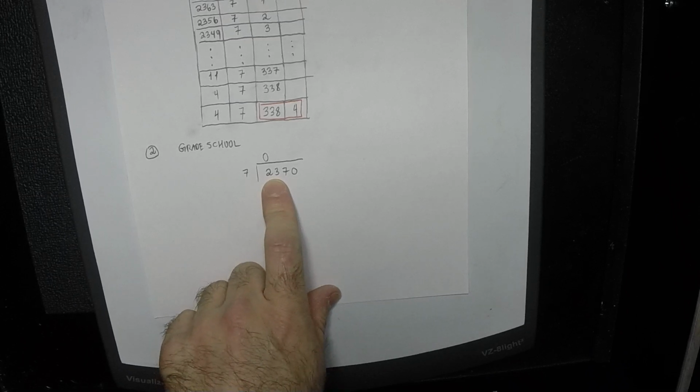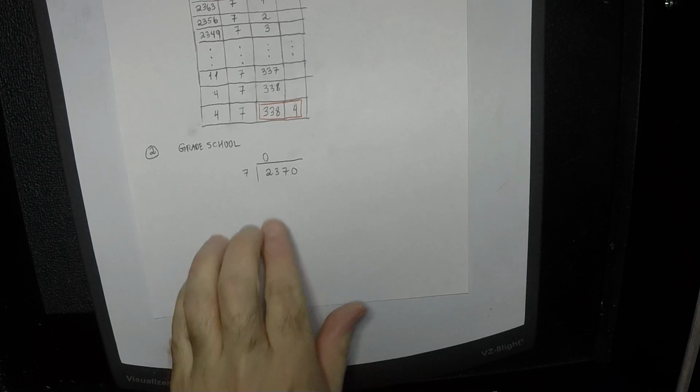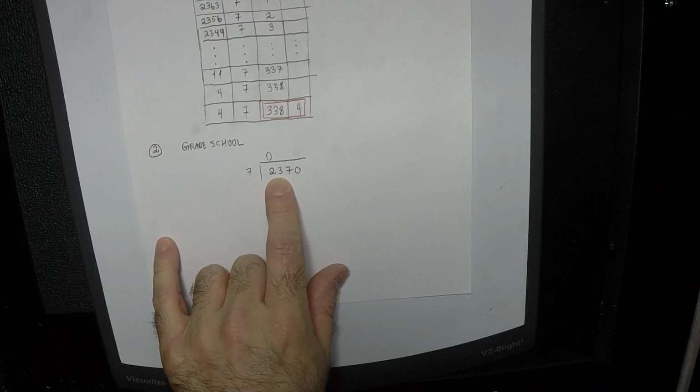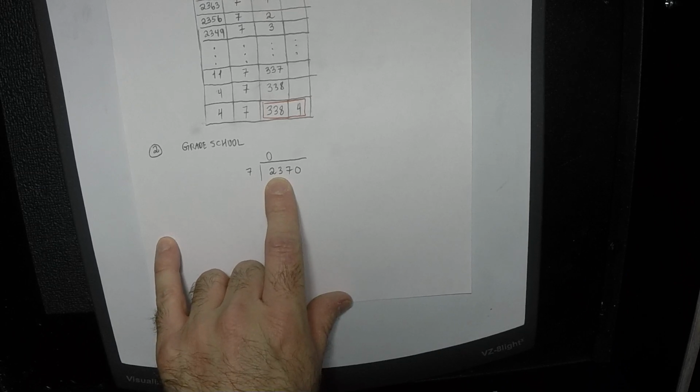Then I'm going to take away 0, right? I'm going to subtract 0. And then now I'm going to consider two digits. So now we're considering 2 and 3 and interpreting it as 23. How many times can 7 go into 23?